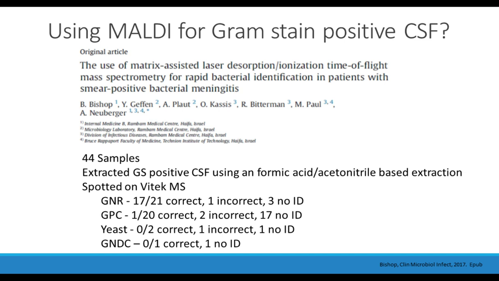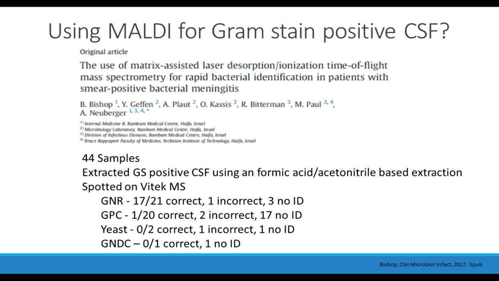The other question is, can we do identification faster? Molecular methods are one way to do identification faster, but it's not the only way. This particular study looked at whether we could use MALDI-TOF mass spectrometry on spinal fluid that was positive by gram stain. The idea being that if there's enough organism to make a gram stain positive, you might be able to do MALDI-TOF directly on the sample and get a positive result. It was a small study looking at 44 samples.